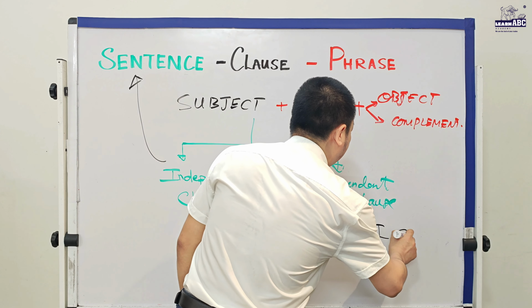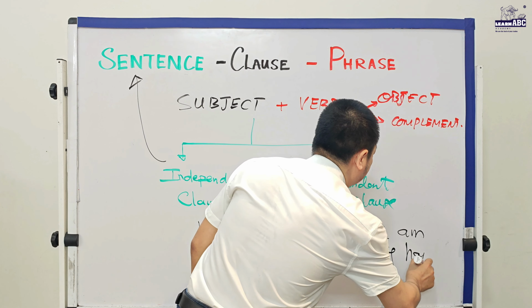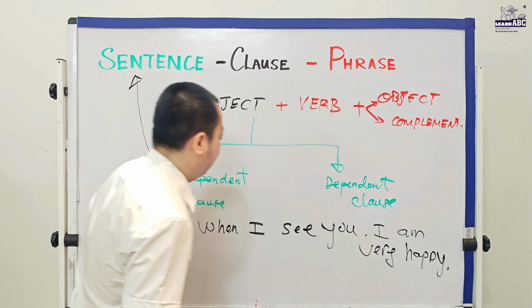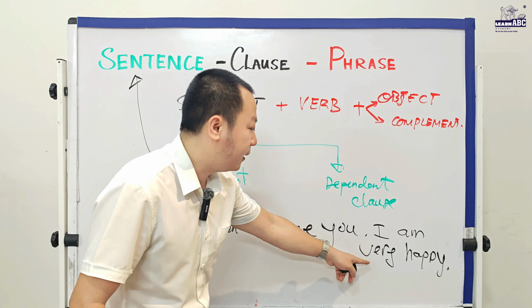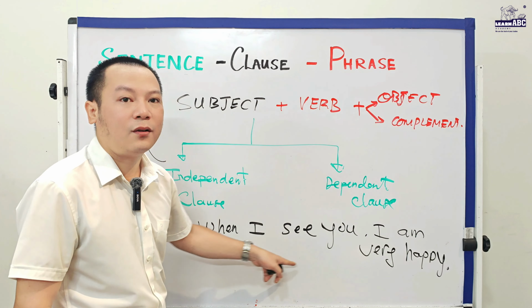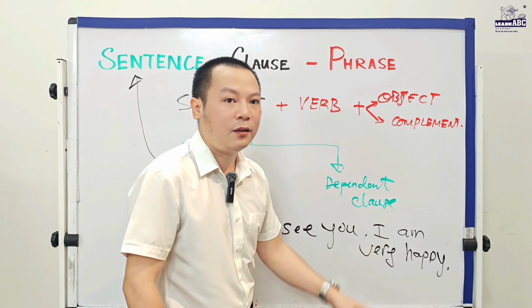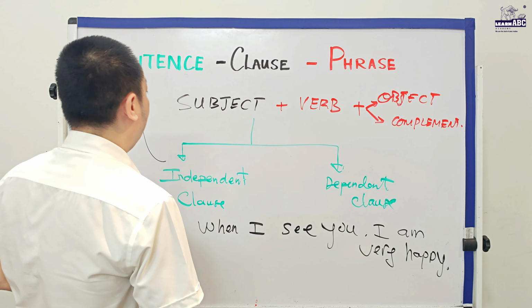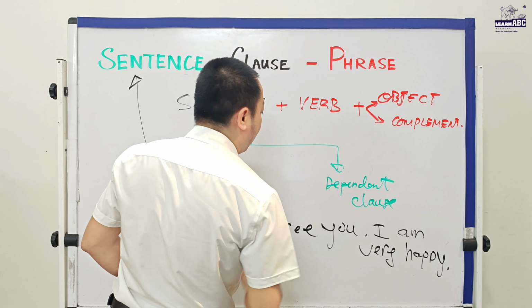When I see you, I am very happy. When I see you, and I am very happy. So this is the other clause that helps to understand the first clause here. This we call a dependent clause. It means it depends on another clause. That is really what a clause is. So remember the two types of clause: independent clause and dependent clause.